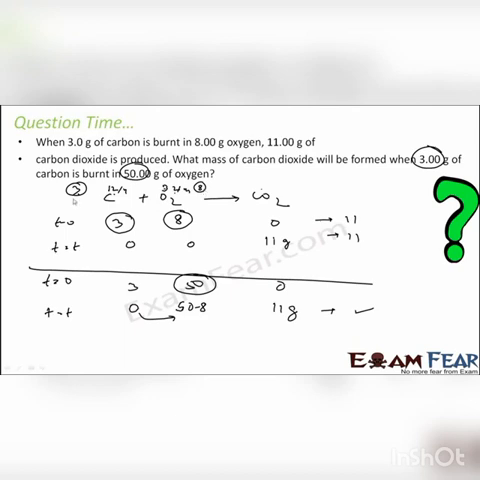So even if these numbers are not known, even if these numbers are not given, directly if you have this question that 3 grams of carbon reacts with 50 grams of oxygen, how much carbon dioxide is produced, you should actually be able to find out using the concept of mole.